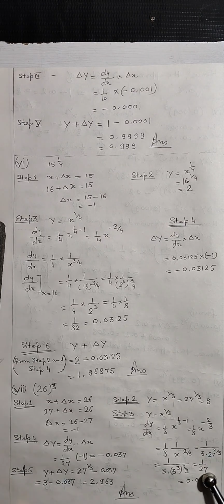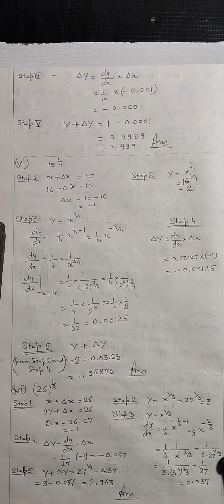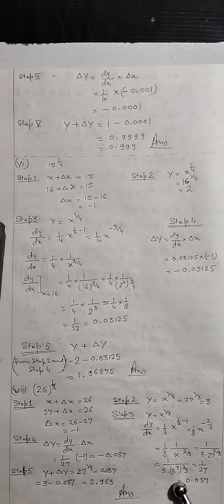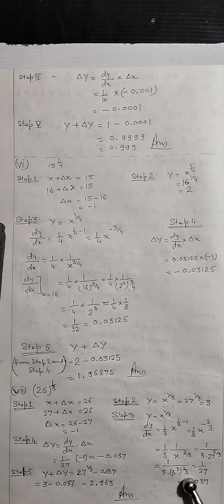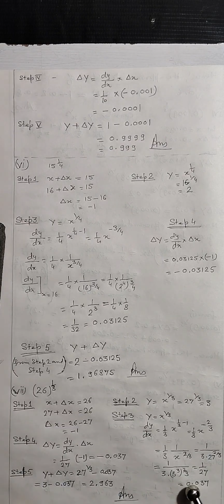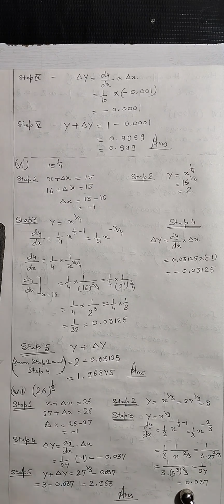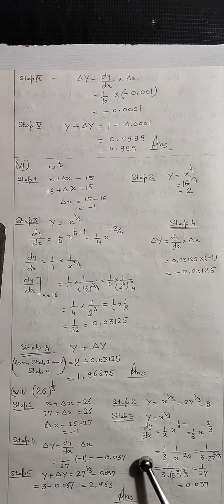So in place of x, I have written here 27 raised to power 2 by 3. Now 27 can also be written as 3 raised to power 3 and whole raised to power 2 by 3. That will be equal to 3 square, so it will become 1 by 27. So 1 by 27 I have solved, it will be equal to 0.037. So step 3 is over.